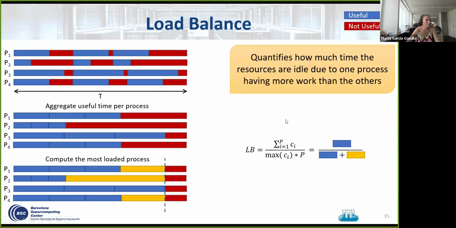The load balance is computed by aggregating the useful time per process. So we have the same use case, and what we do is add all the useful time of each process, compute the maximum, and then based on this we say everything else is because this process is more loaded than the others, so it is load balance. The formula is the ratio between the sum of the useful time of all the processes divided by the maximum, the process that was most loaded, multiplied by the number of resources.